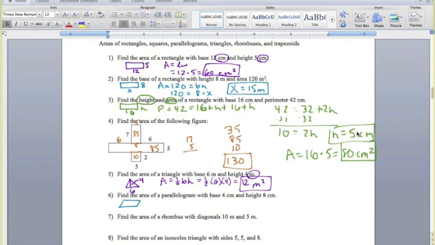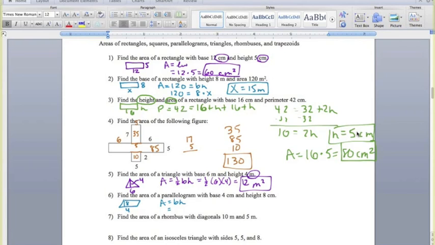We have here a base of 4 and a height of 8. Again, the height is straight up and down. Anytime we use the word height, we're talking about a straight up and down height, not measured on a slant. The area of a parallelogram is base times height, just like a rectangle, making sure that we're using that straight up and down height, not a slant height.